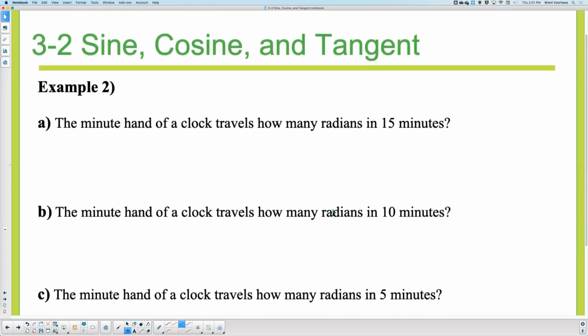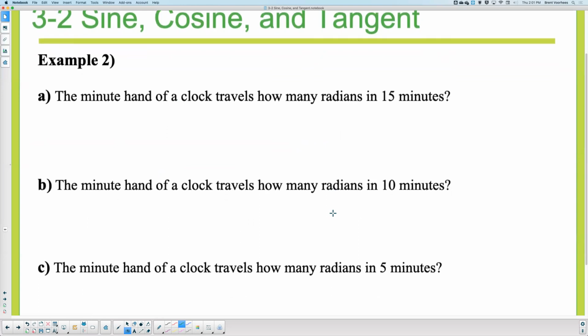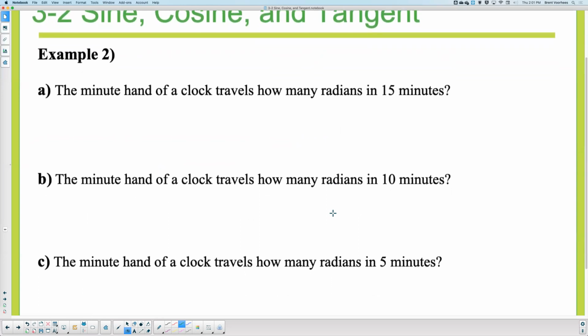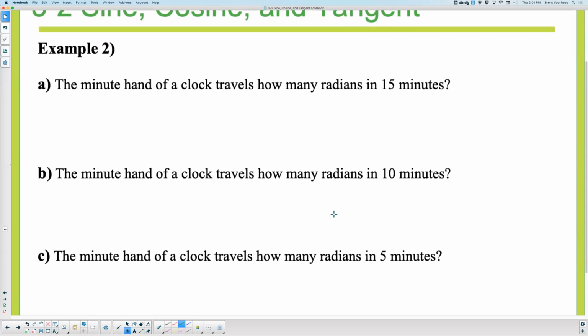Now, let's use some words to describe this. All right, so it talks about here on example 2, the minute hand on a clock. So if you think of a clock, I'm just going to draw a circle for a clock. Remember, a clock has a shorthand for hours. And I'm just going to put the hour hand right here.